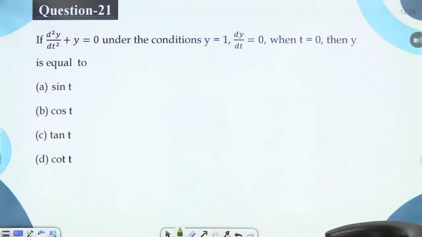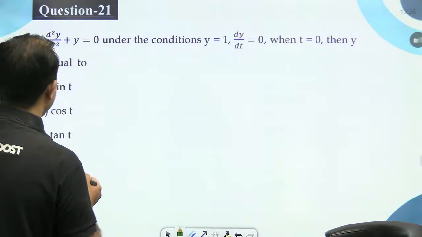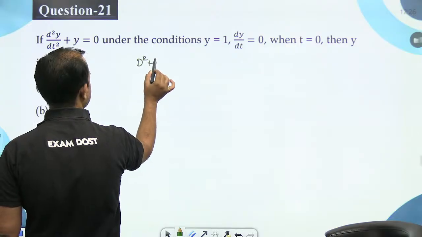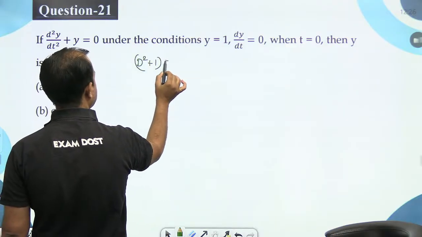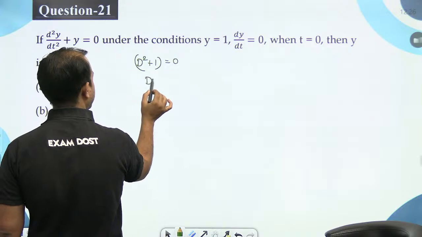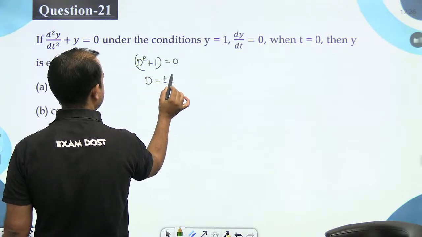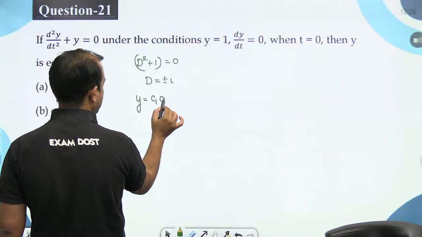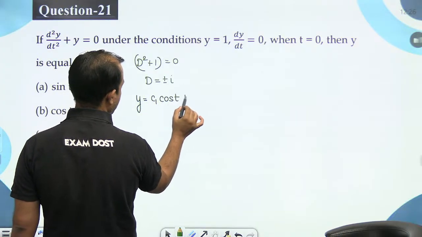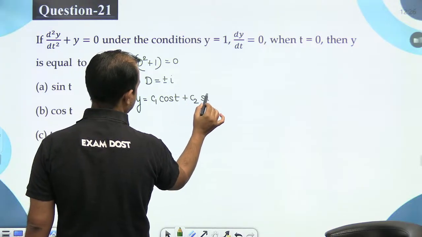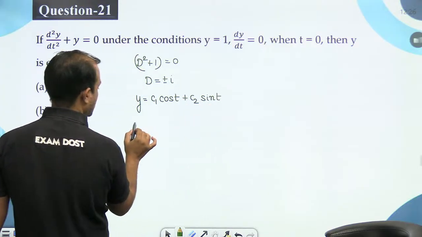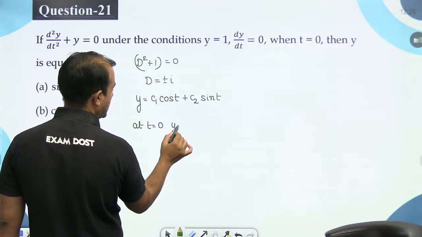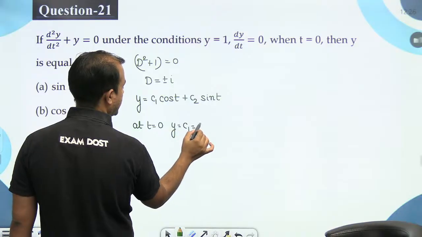y equal to 1 and dy by dt is 0 when t equal to 0. This is a homogeneous equation. So the characteristic equation becomes like this. D is plus minus iota. When we have such kind of roots, I will write C1 cos t plus C2 sin t. So at t equal to 0, y is equal to C1, which is given as 1.